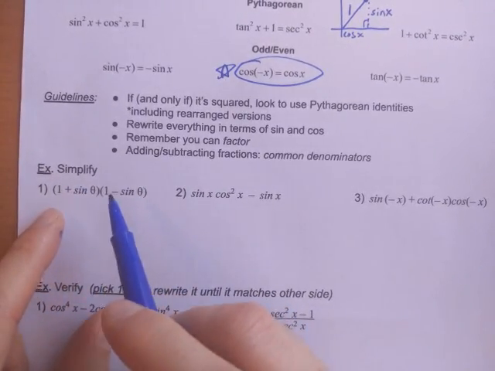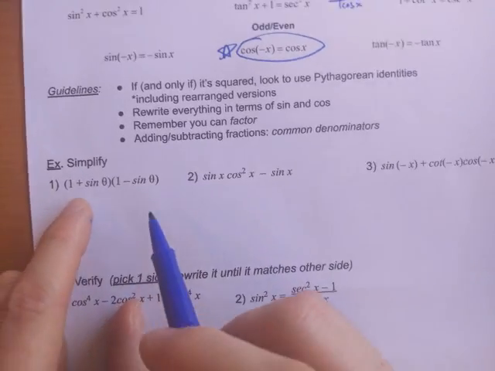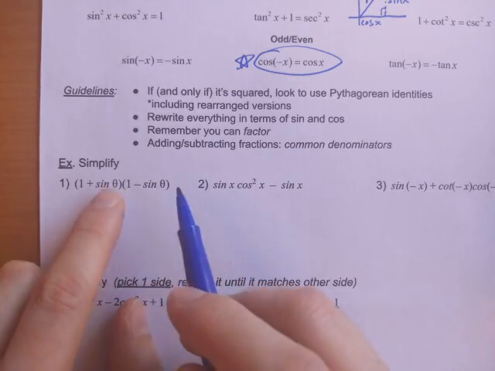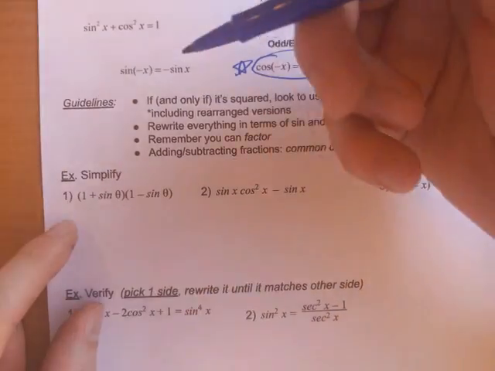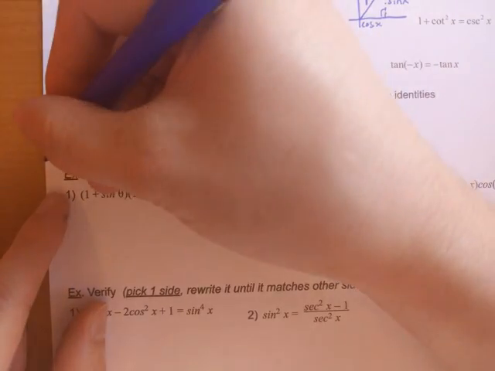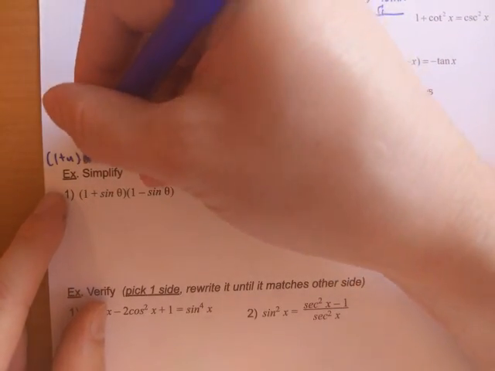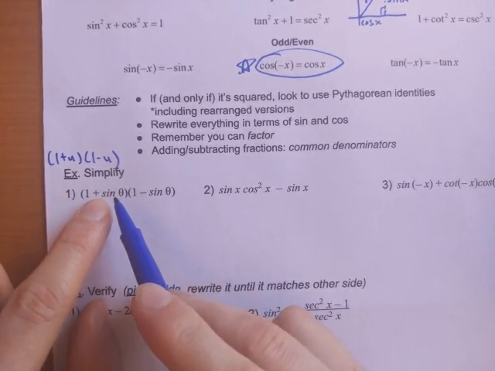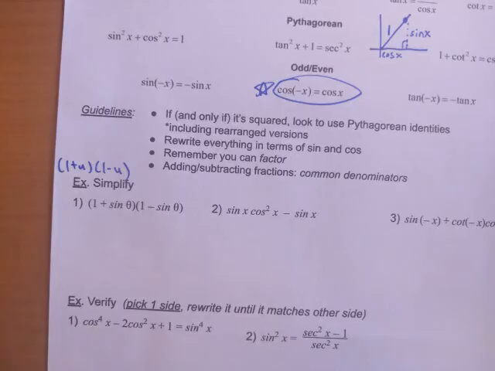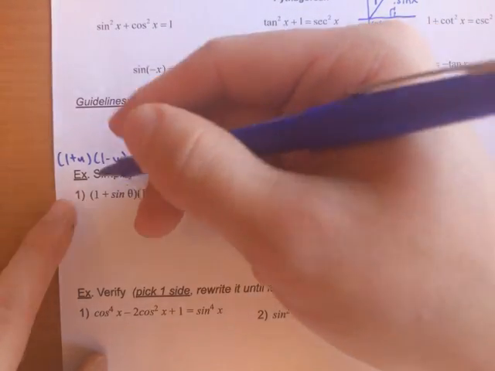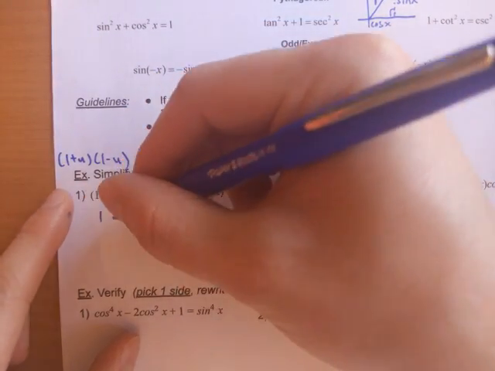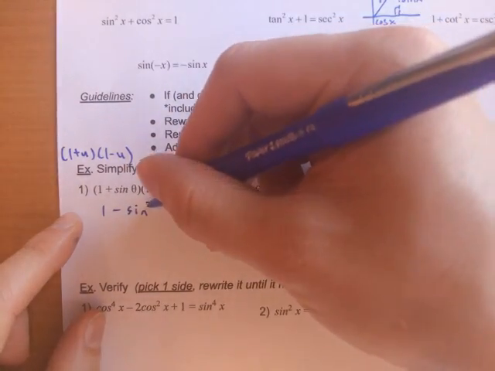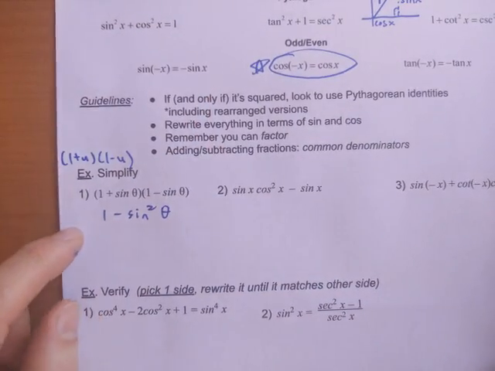So right here, if we take a look at this, we can just multiply this out. What we're going to be doing a lot this chapter is looking at these trig functions as one big whole thing. So remember u substitution, you could look at that as 1 plus u times 1 minus u. Just treat this sine of theta as one chunk, one big variable. And so if I multiply that out, just like this would be 1 minus u squared, this here will be 1 minus sine of theta squared, which we write as sine squared theta.